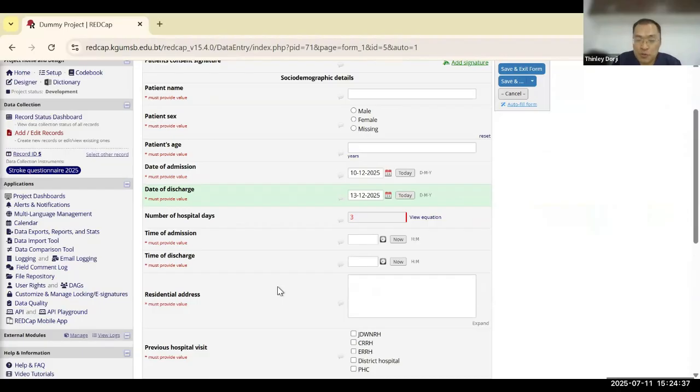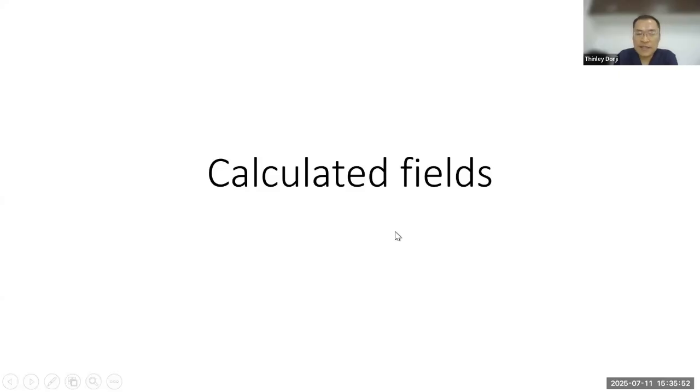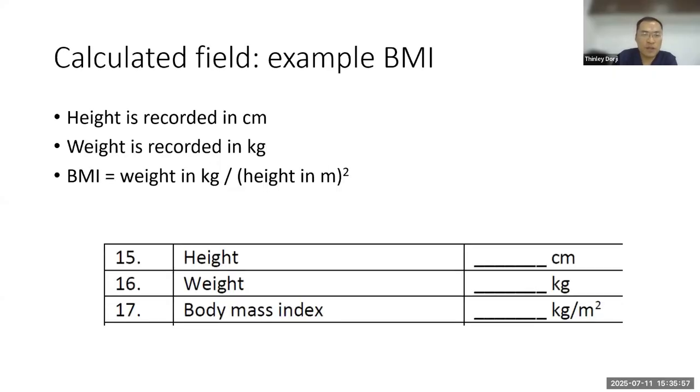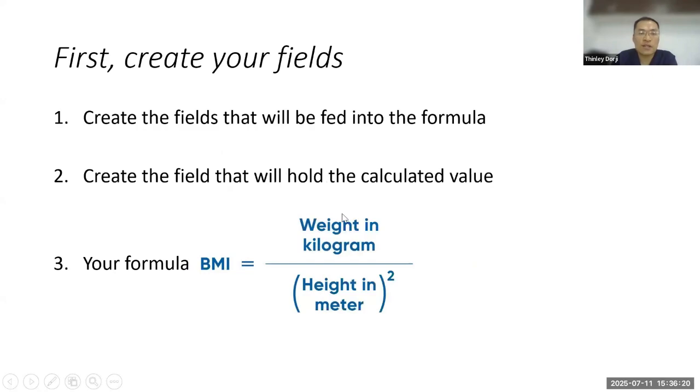With this, we finish two important components: one is the branching logic and the other one is calculated fields. First, let's have some theory on what is meant by calculated fields. It means that you enter a couple of fields, and then based on the formula, the software calculates the third field or its value. The example we are using right now is you fill in height and weight, and the software calculates the body mass index. Now for this, there are 3 steps.